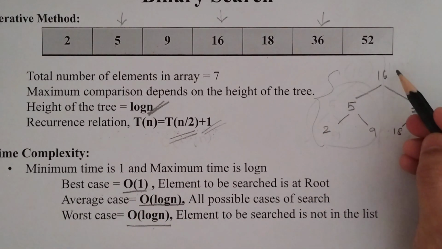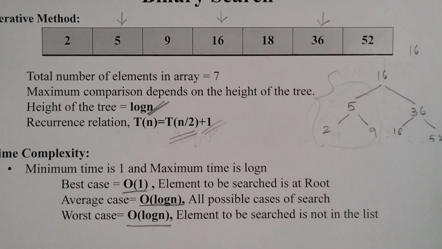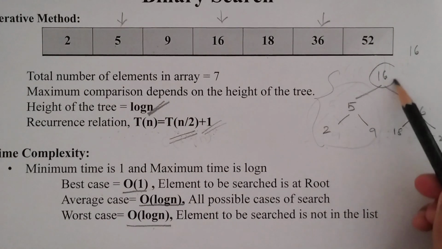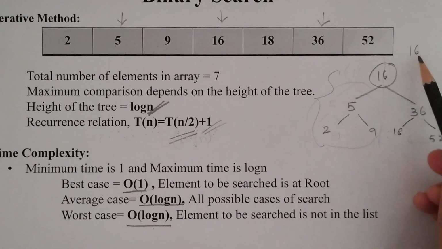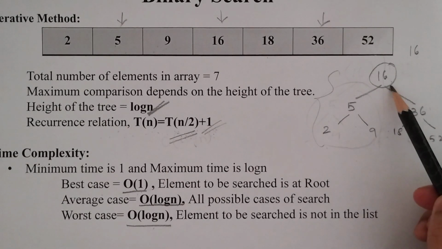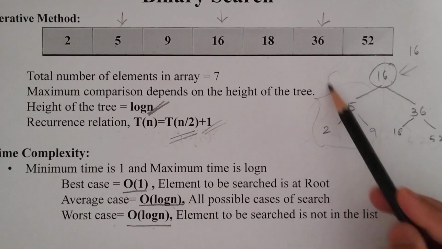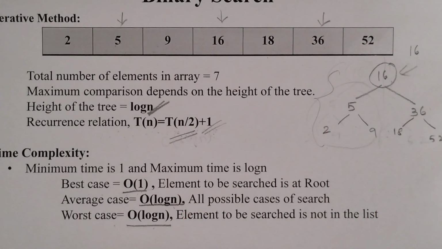Because what if I want to search for the key value 16? If you take 16, in the first step itself we'll obtain that value. Whatever value we are searching will be in the first place itself. So the time taken will be big O of 1. This is the best case. But when it comes to the average case and worst case, the time complexity will be log n, which is completely based on the height of the tree.